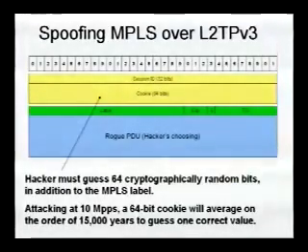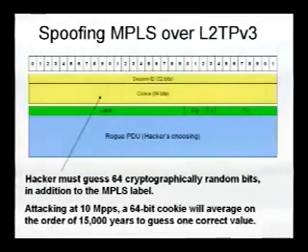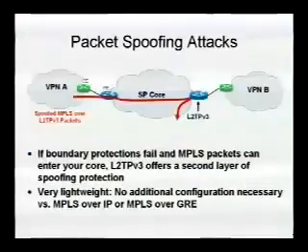MPLS over L2TPv3. v3 has this interesting little cookie field. The hacker must guess this cookie field. It's 64 cryptographically random bits. It's effectively a clear text password. But attacking at 10 million packets per second, the 64-bit cookie will on average take about 15,000 years to guess one cookie correctly. So against the script kiddie blasting away, it could be a pretty strong defense.